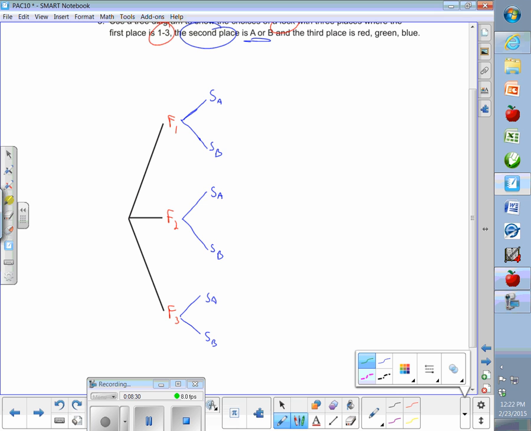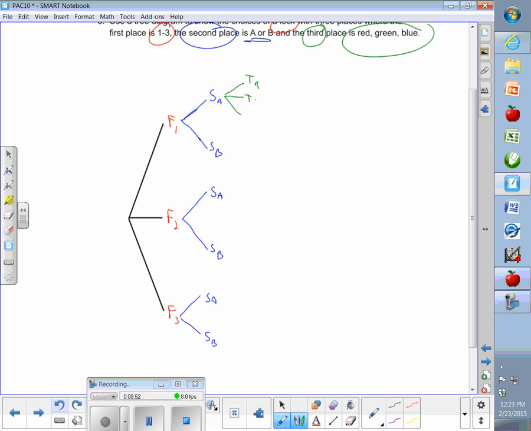I'm going to do the last one in green. The third place has red, green, blue. So look, starting here, I got to go a spot for red, a spot for green, and a spot for blue, right? So third red, third green, third blue. And again, I got to have room up, straight, and down for third red, third green, third blue.